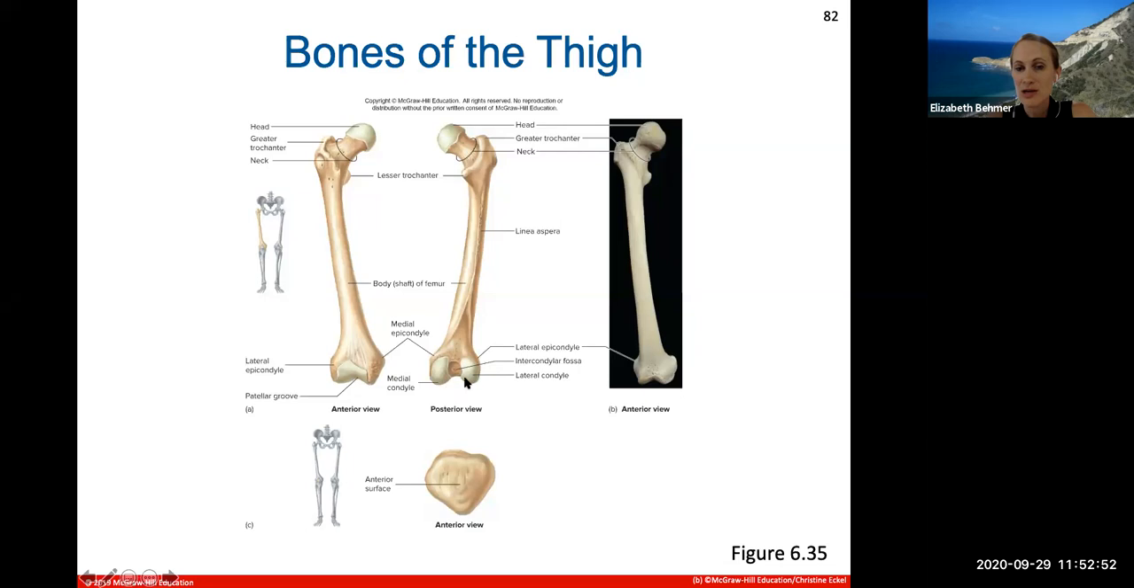Condyles are shown here. These condyles will articulate with the tibia. They'll be covered with cartilage to reduce friction between bones. You'll have a patellar groove where the patella will sit, and that's your kneecap. The body of the femur, and then the linea aspera is a raised line on the posterior side of the femur as well. So these are the bones of the thigh and some of their bone markings.